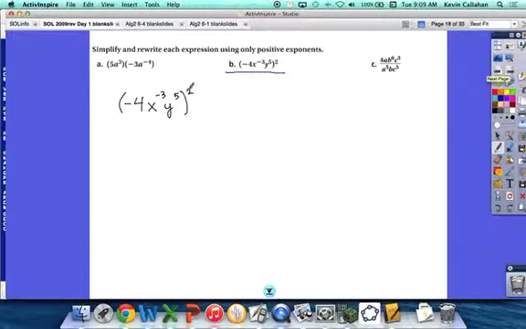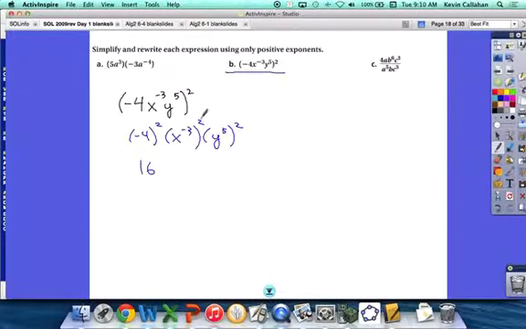Okay, what did we say we would do with the power outside parentheses? Distribute it, right? So that is negative 4 squared, x to the negative 3 squared, y to the 5th squared. Okay, negative 4 squared you can work out, right? What is negative 4 squared? Positive 16, right? Remember, if you put that in your calculator, negative 4 without parentheses squared is going to give you negative 16. So don't mess that up.